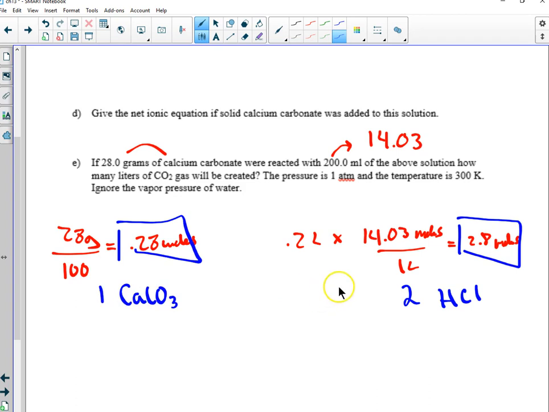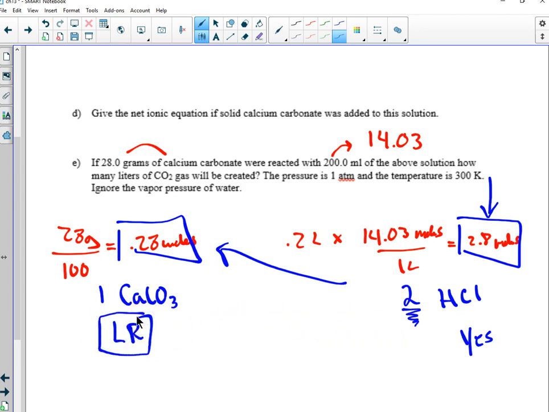So you then ask yourself this. Is this number at least 2 times bigger than that number? Yes. So which one is your limiting reactant? This is your limiting reactant. Okay? So now we're ready to roll.